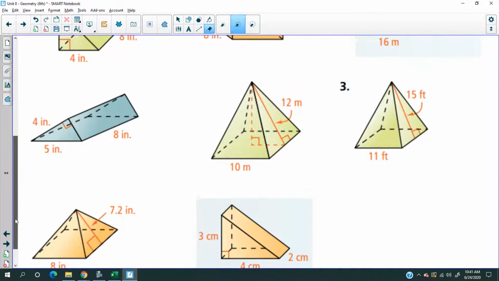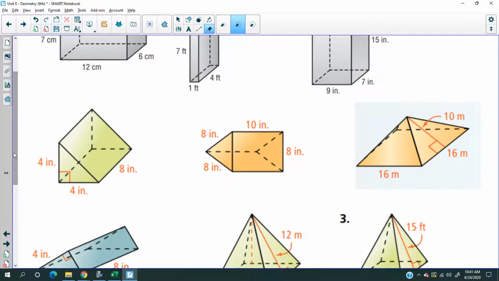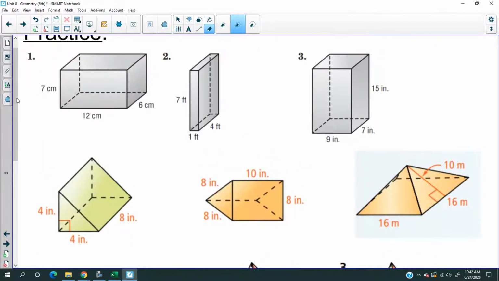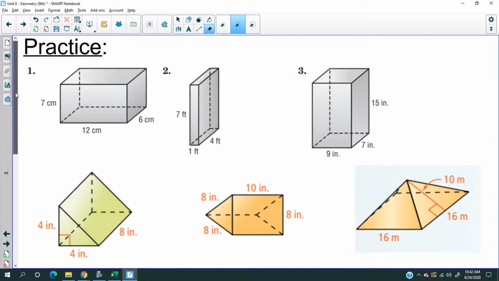Let's see. I want to show you two ways of doing this. I want to show you the old-fashioned way of drawing a net, and I want to show you the new-fashioned way of not drawing the net. And that would go faster. So how should we approach this?